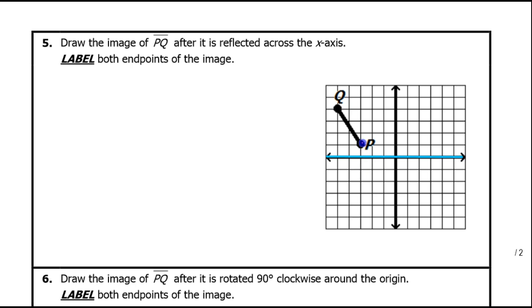So P is 1 above the line, so P prime is going to be 1 unit below the line. And don't forget to label it. Point Q is 4 units above the line, so I'm going to go 4 units below the line. And that'll be Q prime.